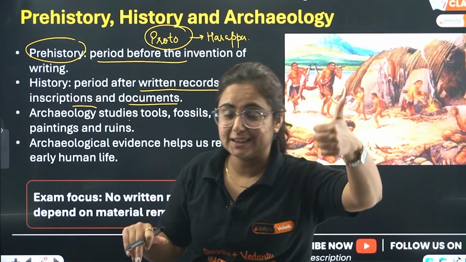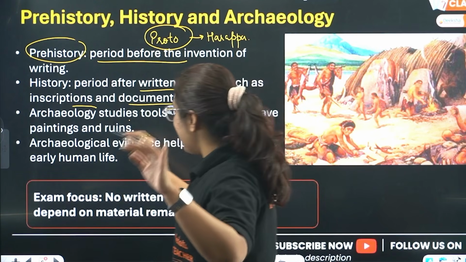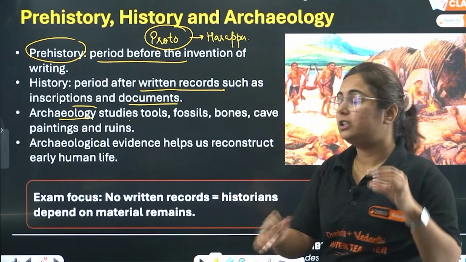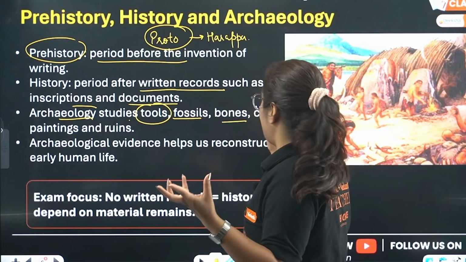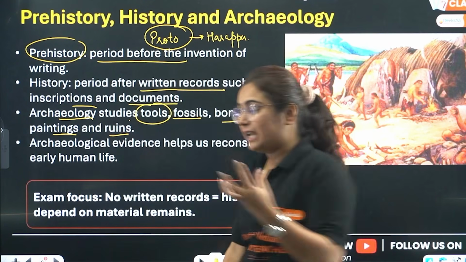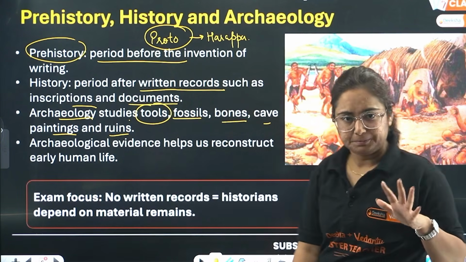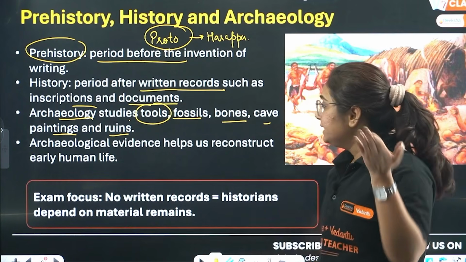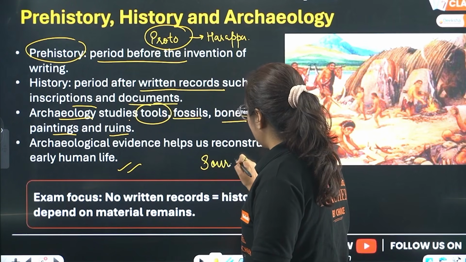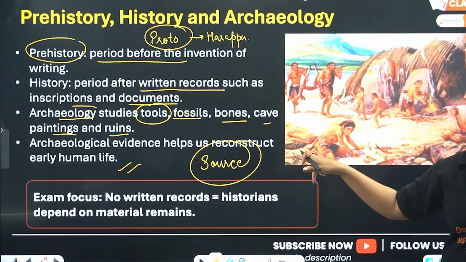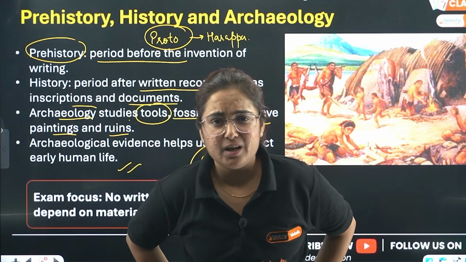So now comes another one. What is archaeology, bhai? Ma'am, what is this? Prehistory, proto-history, history, now archaeology. Archaeology is the study of all those tools we found, all the fossils, remains of plants and animals, bones we found, cave paintings and ruins. If you know about cave paintings in India, one thing that comes to mind is the cave of Bhimbetka in Madhya Pradesh. It is a UNESCO site, you should know it, beta. Then archaeological evidences help us reconstruct early human life. So what is the source of the subject we are studying right now, bhai? All these evidences are the source of that subject, and the study of it is known as archaeology. Get it clear?